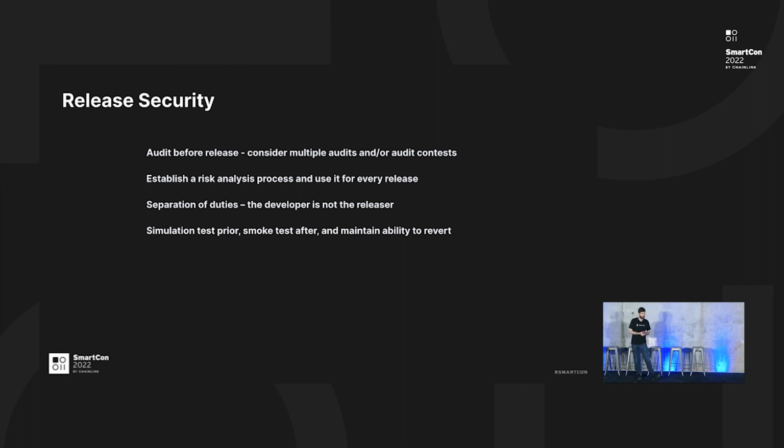Have a separation of duties, so the developer is not the releaser, or at the very least, someone's working with the developer on the release, so it's not all on just one person. Someone can fact check them. And then finally, simulation test before, smoke test after, and then maintain the ability to revert if something goes wrong. If your contract's already upgradable, then you might as well also have the ability to revert. This is something with time locks, where time locks are great for doing deployments slowly, but you might also want to have a quicker way to reverse that.